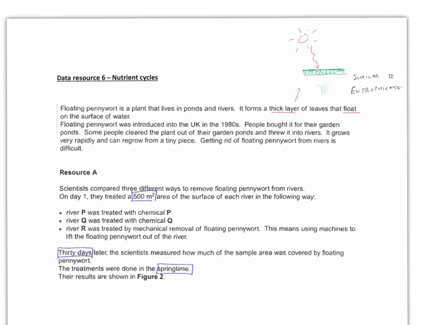As a result, they will then be decomposed. The saprobionts, the decomposers, will use up oxygen within the water, so the fish are unable to aerobically respire, so the fish will then die.